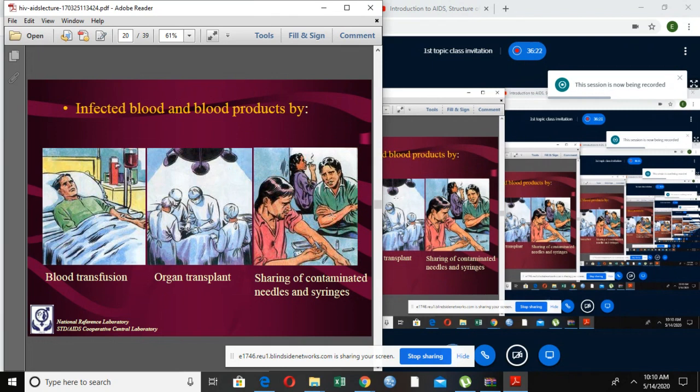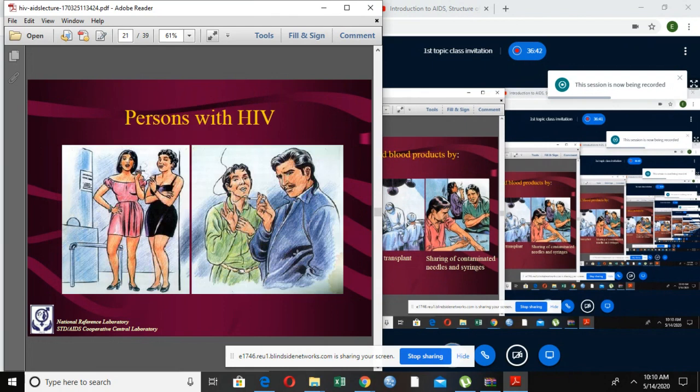What I want you to note here is that the HIV and AIDS virus doesn't survive outside a human cell. That's why it needs blood, semen, and vaginal fluids in order to move from one person to the other, because they contain human cells.